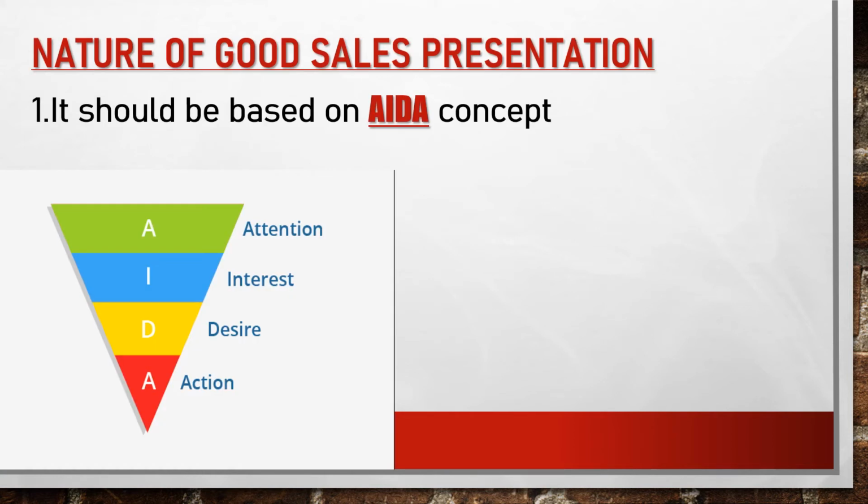Firstly, it should be based on the AIDA concept, where A stands for attention, I stands for interest, D stands for desire, and A stands for action. With the AIDA concept, we can say that a customer should be attentive while the salesman explains about his product and should be interested, and after the presentation the salesman should have created a desire within the customer with his level of presentation.